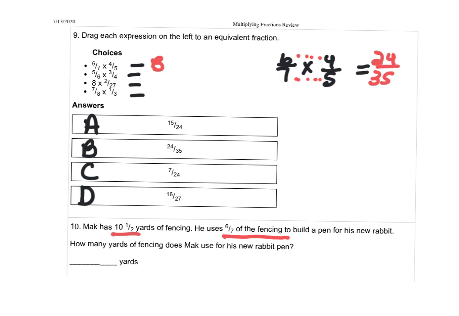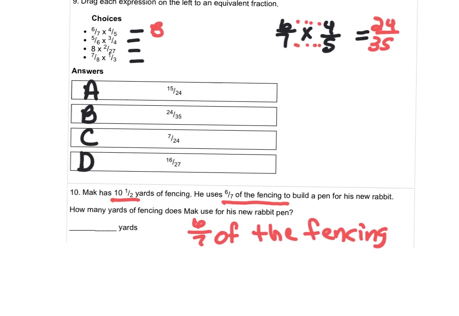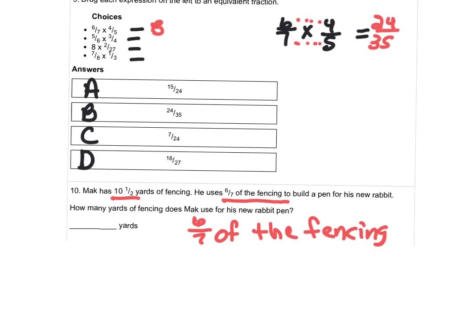does he use? Well, he uses 6/7 of the fencing. So you have to find your answer up there. He uses 6/7 of the fencing. So 6/7 times, he had 10.5 yards. Don't forget, you will need to make 10.5 an improper fraction, and then you will multiply straight across.